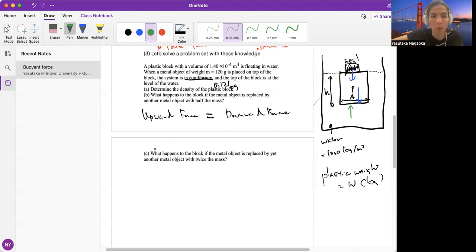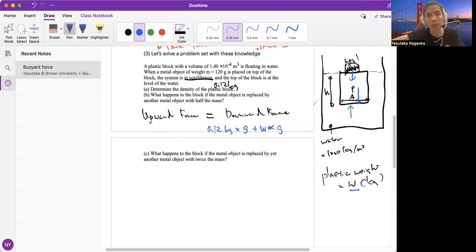So let's go one by one. So the downward force. Like I said, these are two downward forces. One is from the metal and one is from the plastic. And the weight of the metal is 0.12 kilogram. And you have to multiply by G, the gravity factor, to make it a force. And let's say this is W kilogram. So the downward force is going to be 0.12 times G plus W multiplied by G.